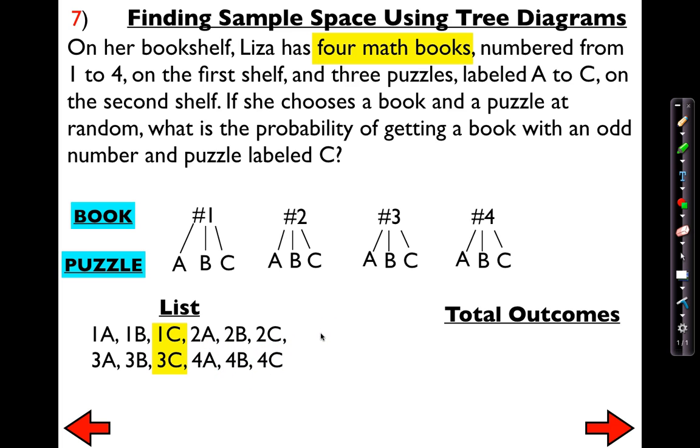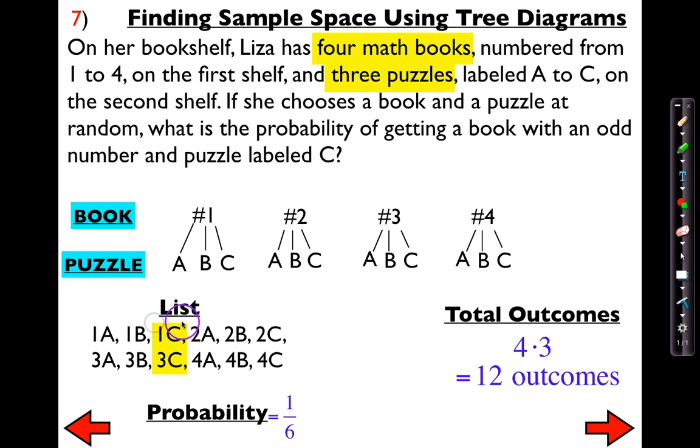Now, if you didn't know about the 12, you could have used the fundamental counting principle and say, okay, there's 4 math books, and there's 3 different puzzles. So I'm going to do 4 times 3, which gives me 12. So the answer would be the probability is 2 out of 12, which reduces to 1/6. So again, if you're wondering, how did I get 1/6? It's because there's technically 2 out of 12. If you reduce both the numerator and denominator by a 2, you will end up with 1/6.